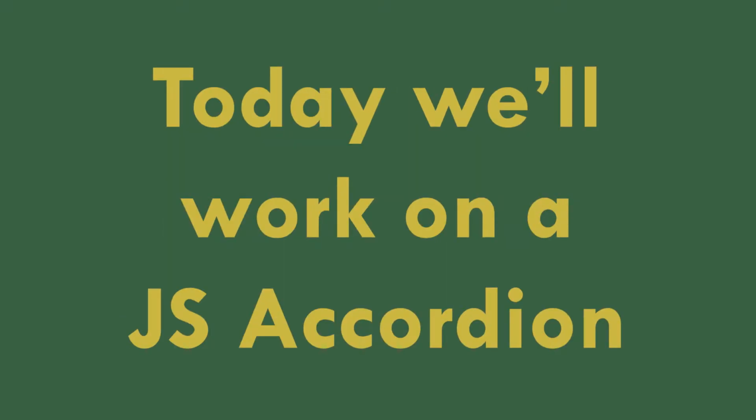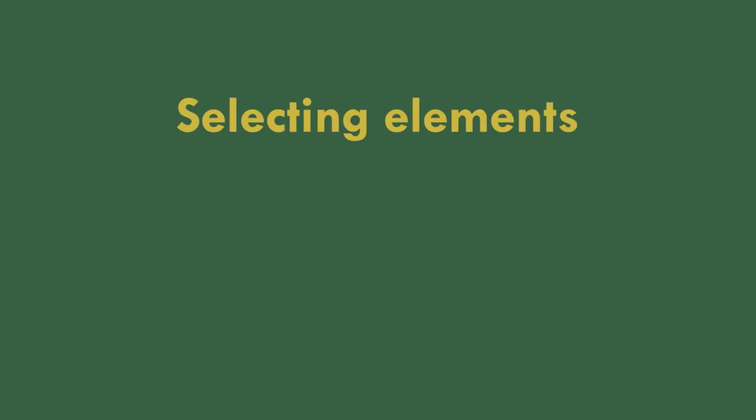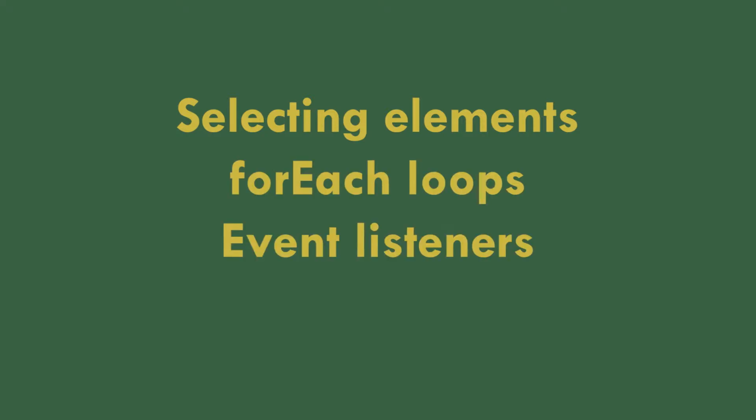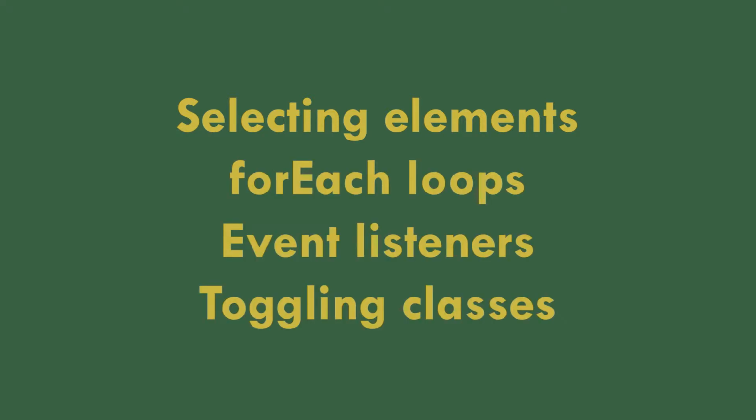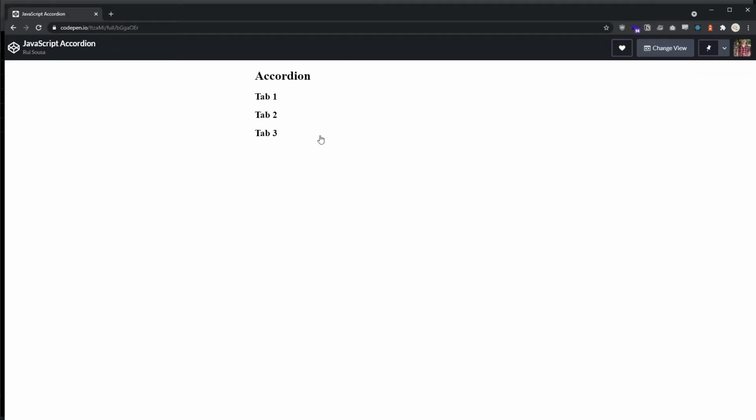So today I'll show you how we can build a fully functioning JavaScript accordion, and in this tutorial you'll learn about selecting elements on the DOM, for each loops, event listeners, and toggling class lists. So this is what we're going to do. As you can see, I can press on the tab 1 and it will open the information, and if I press the tab 3 it closes the tab 1 and opens the tab 3.